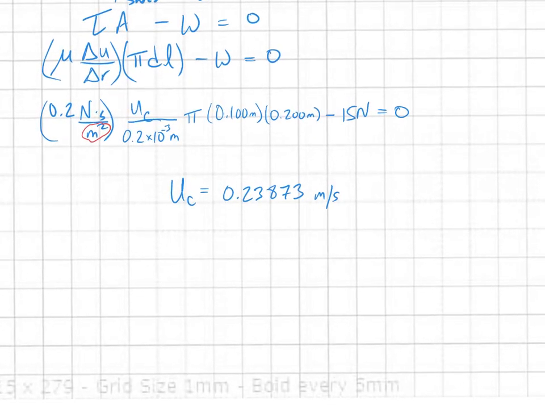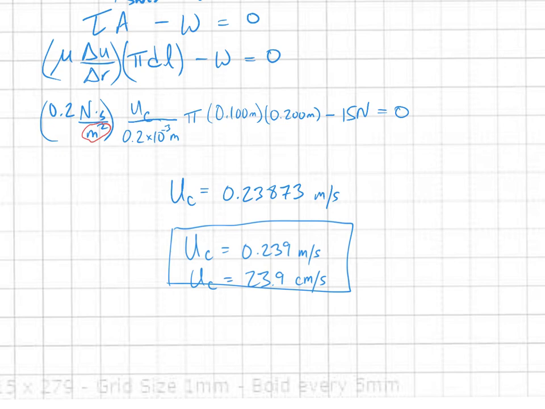So the speed of the cylinder is that number, and like I say, I prefer 3 sig figs, so you could do 0.239 meters per second if you like. I tend to go to 23.9 centimeters per second, just because that's a little bit easier for me to think about, but whatever floats your boat.